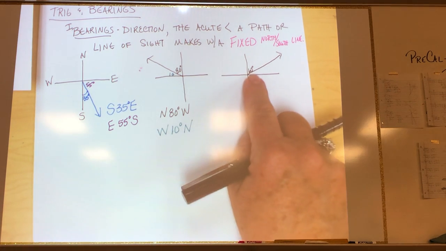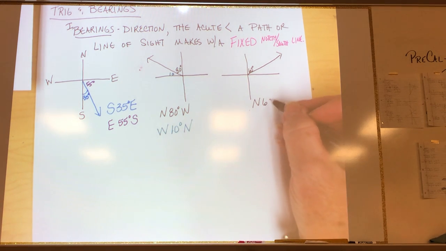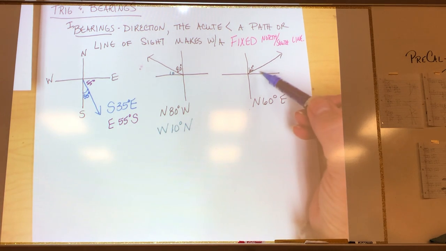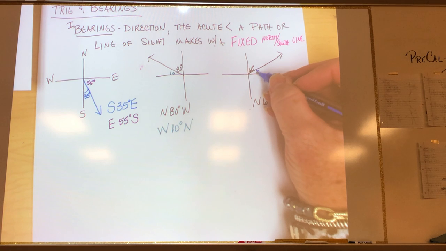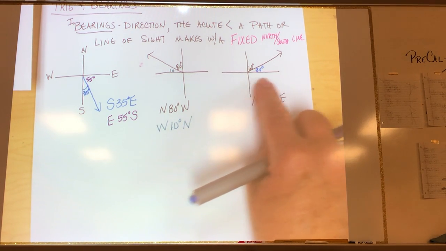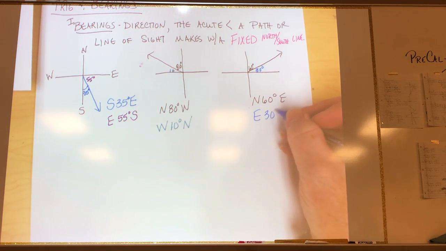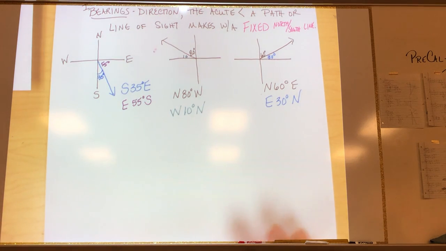All right. So tell me this berry needs in the 60. North 60 east. North 60 degrees east. Okay. Now if this is 60, what's this guy down here? 30. Okay. Now use the 30 degrees and tell me what it is. East 30 degrees. Very good. East 30 degrees north. Remember what we talked about, guys.